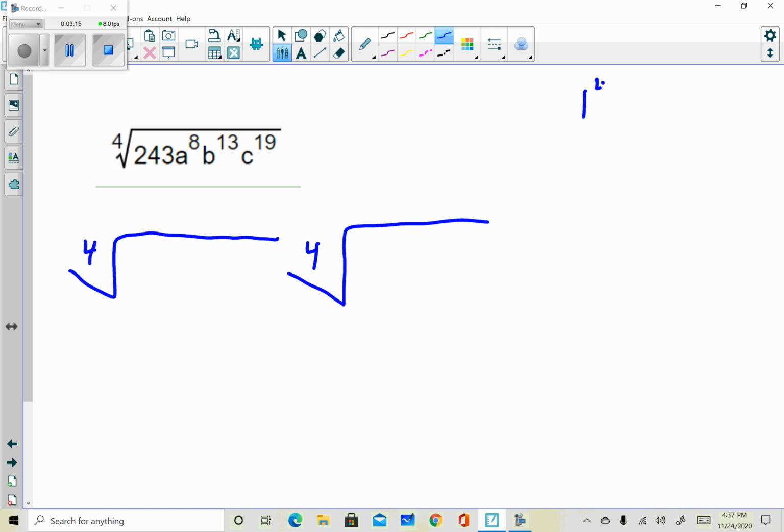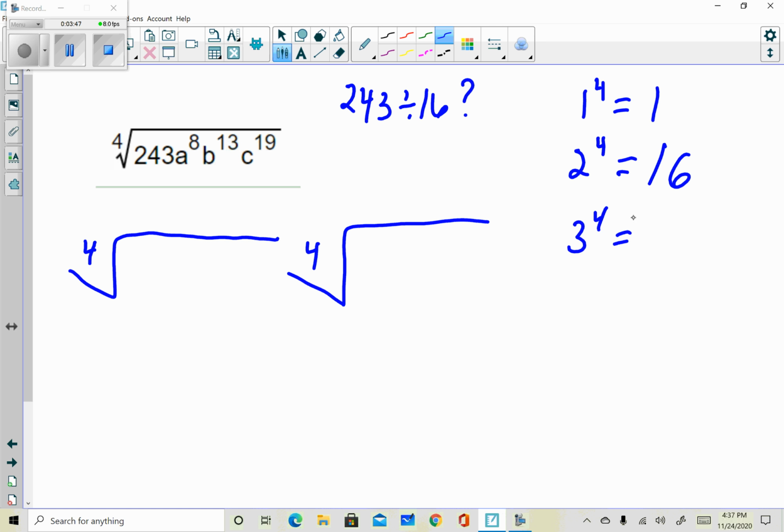So I know that 1 raised to the 4th power is 1. 2 raised to the 4th power means 2 times 2 times 2 times 2, which is 16. So I'm checking to see if 243 is divisible by 16. Is 243 divisible by 16? And it's not. So I go to the next in this list, which would be 3 to the 4th. 3 raised to the 4th, 3 times 3 times 3 times 3 is 81. I want to check to see, is 243 divisible by 81?